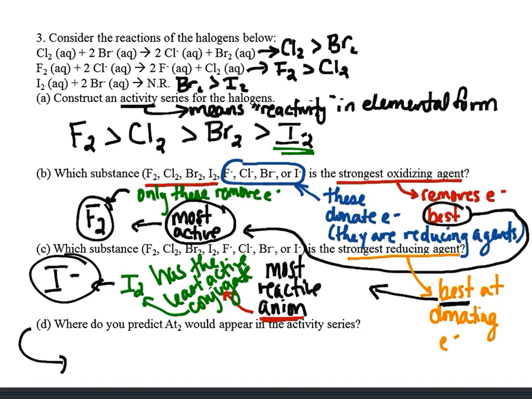Where do you predict astatine would appear in the activity series? It would be the least active, it would be last, right, in terms of the trend. This is a trend that we see. F2 is more active than chlorine, which is more active than bromine, which is more active than iodine. So clearly astatine goes at the end. That's a trend in activity.